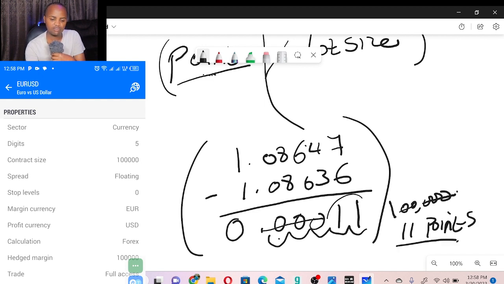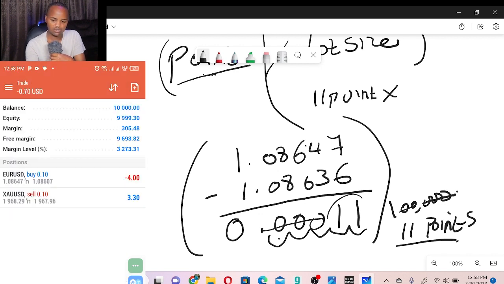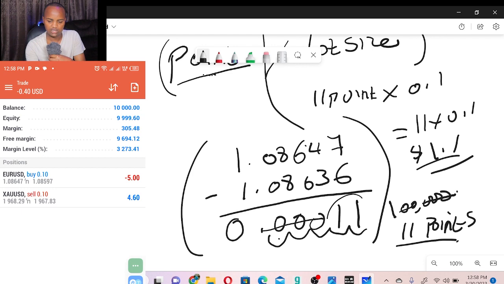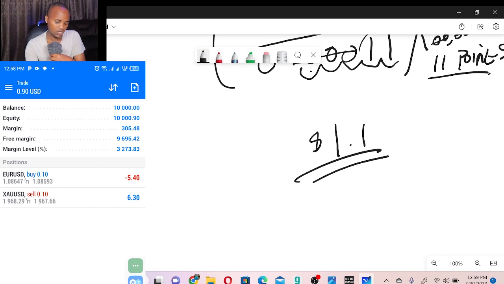So this 11 points, you just multiply times the lot size that we used, which is up here. We used a lot size of 0.1. And you can see it is 11 times 0.1, which is $1.1. So our profit and loss is actually $1.1 in that scenario. So on our screenshot, you just saw that, okay?